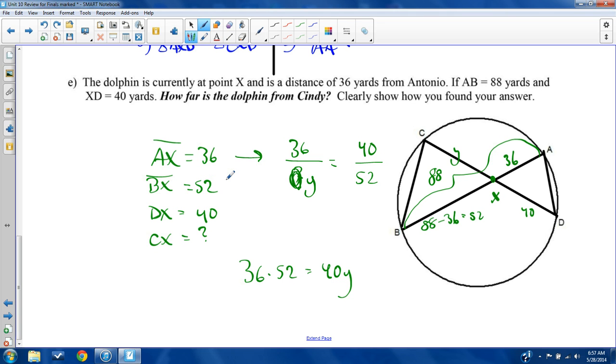So let's go and calculate that. I got 36 times 52, and I'm going to do that divided by 40, and I'm going to get a value for CX or Y, 46.8 yards. It's a decimal. So it's 46.8 yards away from C right there.